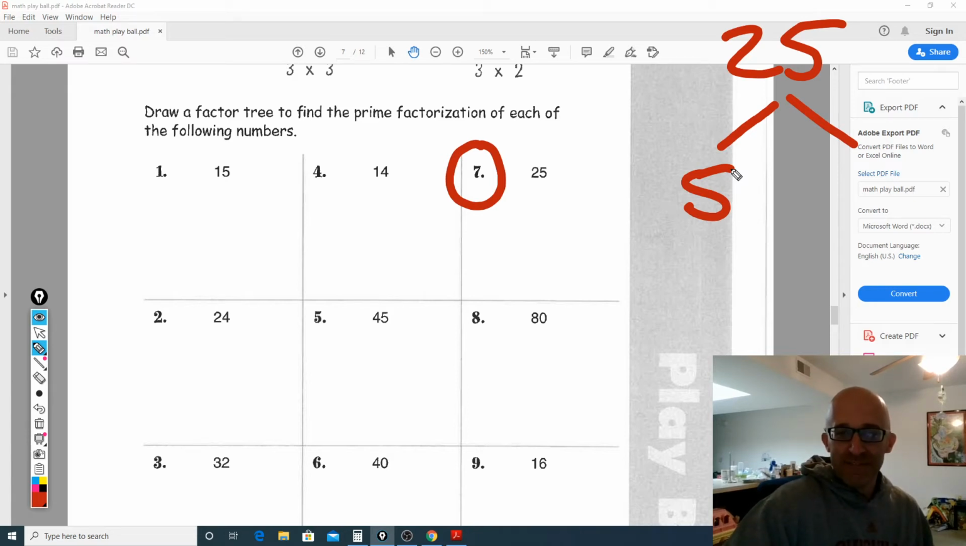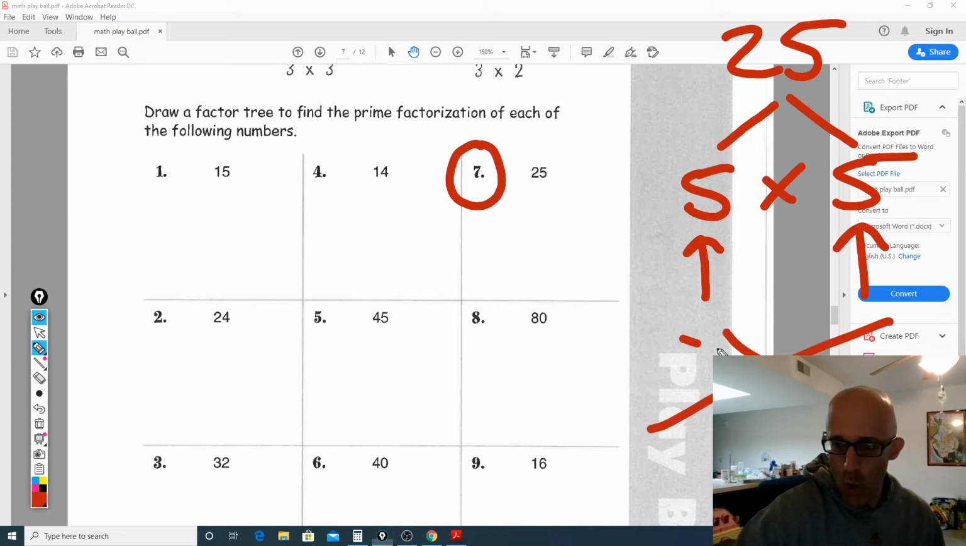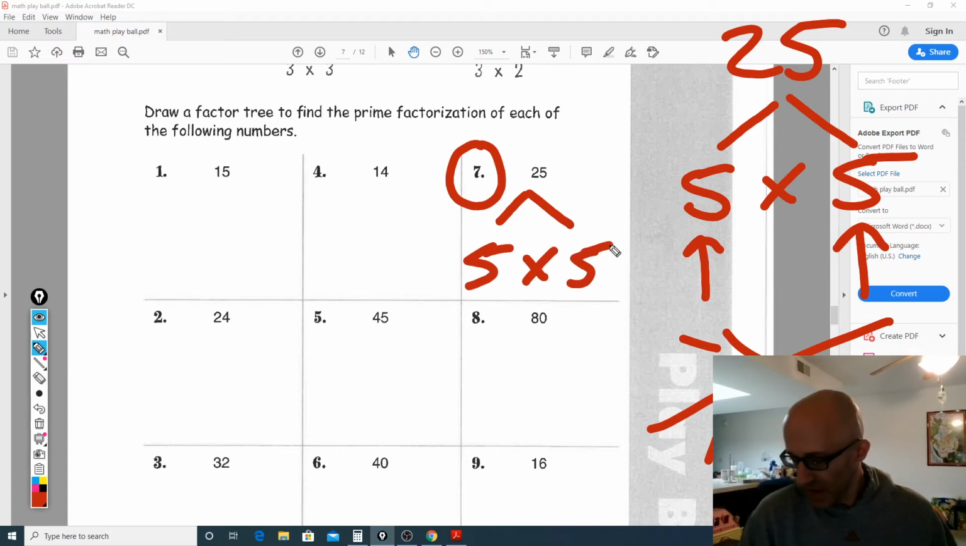So if you divide 5 into 25 evenly, well, you say 5 times what is 25? That's 5 times 5 is 25. Can you continue to break this down? The answer on that is no, you cannot. So when 25 gets broken down into its prime factorization, it is simply 5 times 5. Exactly. You got it.